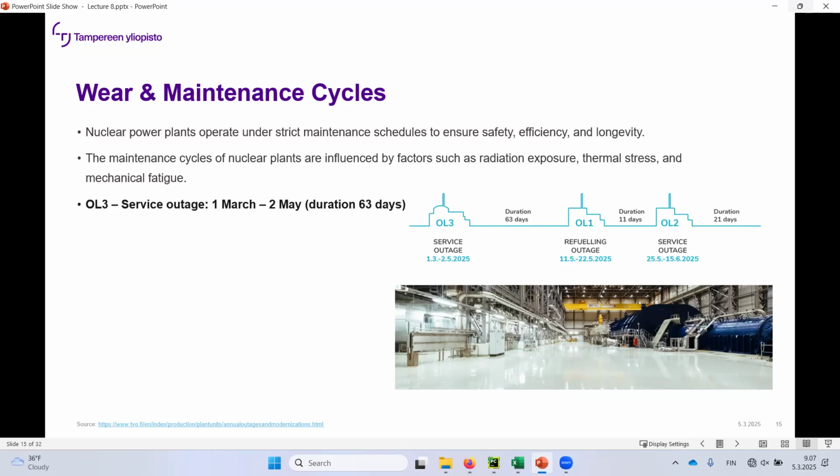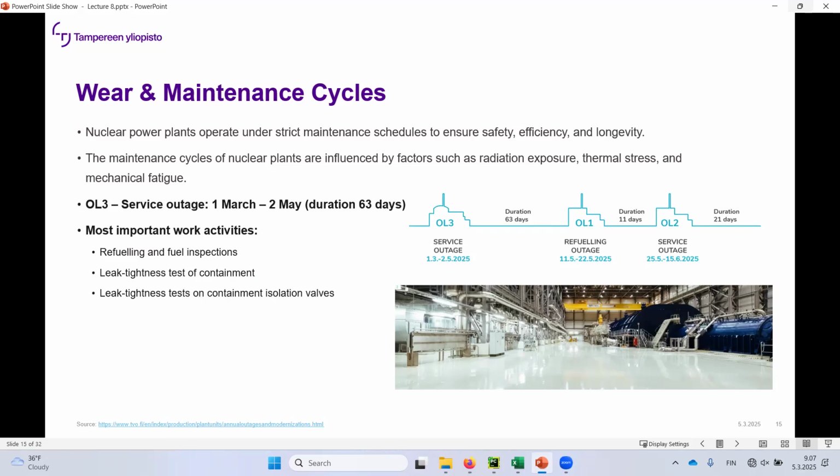And that shows in, if you go to Fingrid, sähköjärjestelmän tila, so the state of the network, it's going to show in there. Most important work activities: refueling, fuel inspections, leak tightness test of containment, isolation valves, electrical maintenance, reactor pump work, and such. So there's a lot of things to do, due to even legislation related to that.